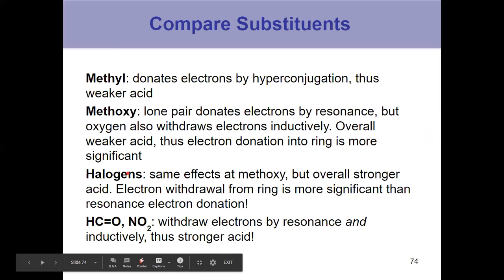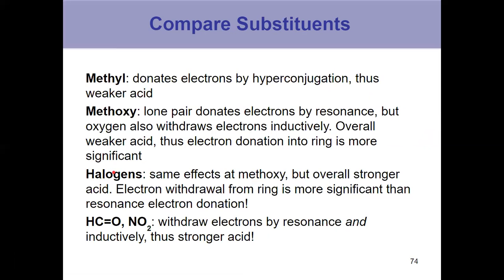Halogens, for example, we know they withdraw inductively because they're more electronegative. However, they also have lone pairs, so it's possible that they could donate to the ring. So that's something that has to be determined experimentally, just like a methoxy group. It's more electronegative, so it can withdraw inductively, but it can also donate into the ring by resonance. And it comes down to the degree to which they do both. Compared to an unsubstituted phenol, if I put on a halogen, I get a stronger acid. If I put on methoxy, I get a weaker acid.